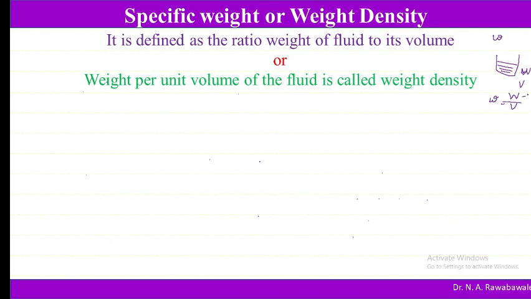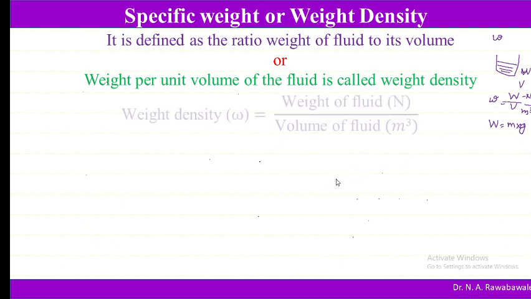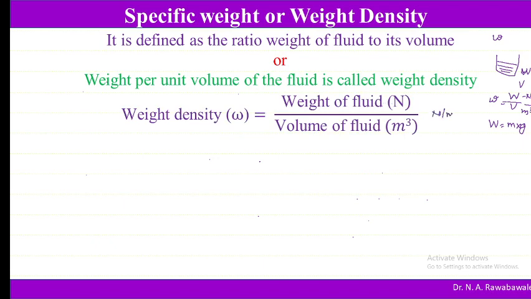Weight is generally given in Newton in the SI system, and volume is given in meter cube. So in mathematical form, weight density is equal to weight of the fluid divided by volume. Weight is nothing but the product of mass and acceleration due to gravity, which we will see afterwards. So very first, weight density is weight of fluid divided by volume of fluid, that is in Newton per meter cube. We get weight density, which is represented by small w or omega.